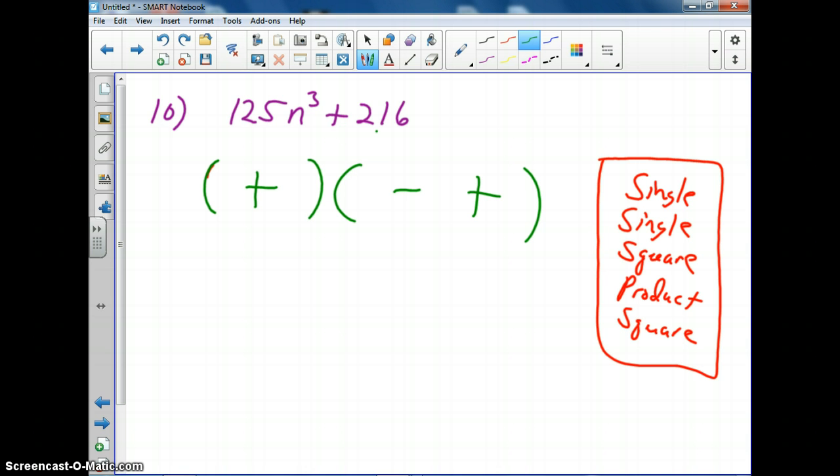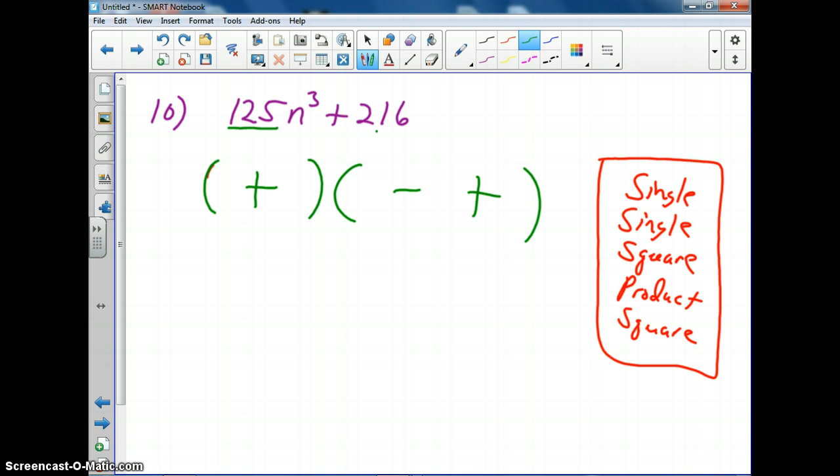Now do you remember the ditty? If not, I wrote it on the board again. The ditty you had to learn was single, single, square, product, square. So back to this. Remember the ditty: single, single, square, product, square. So here's what you do now. Do you know what the single is here?